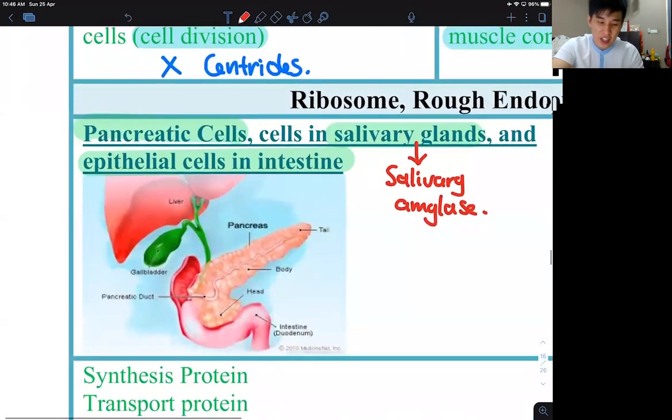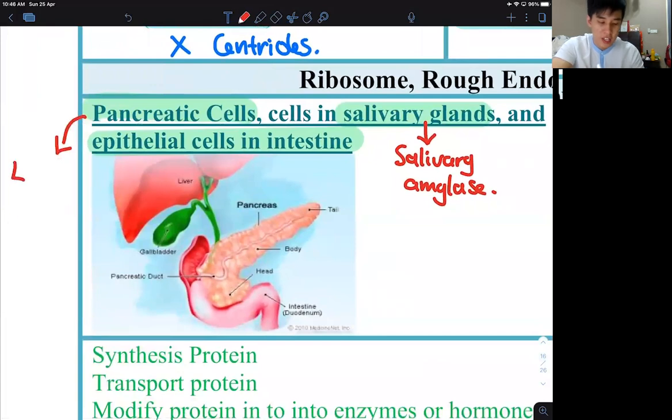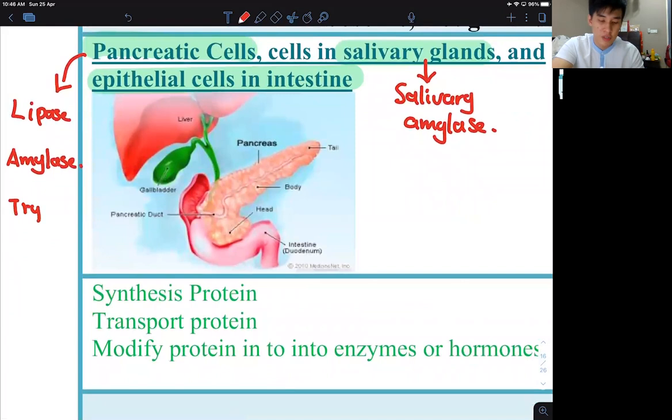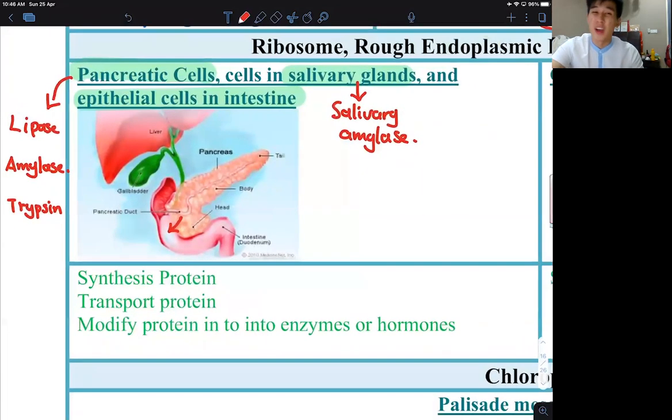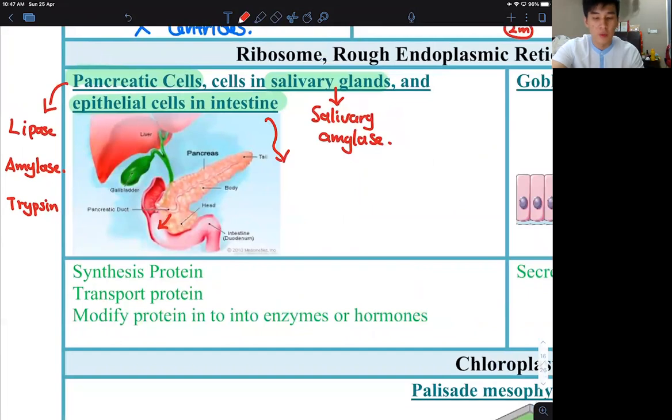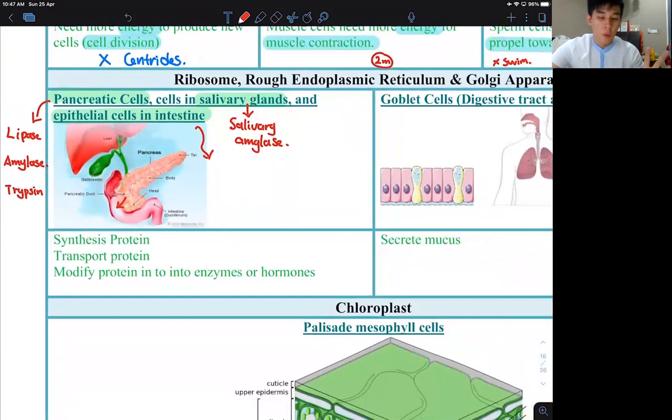And the pancreas. Anyone remember the enzymes you learned last time? In Form 4 the names change a bit. In Form 4, we learn it as L-A-T, which is lipase, amylase, and T is called trypsin. Last time, you learned it as protease. Remember, these enzymes are secreted into your duodenum to digest food. So if I want to produce enzymes, I need these three things. The intestine also has other kinds of enzymes, but that one is not important. Why do I need these three things? Because ribosomes synthesize protein, and rough ER helps me transport the protein to the Golgi apparatus.